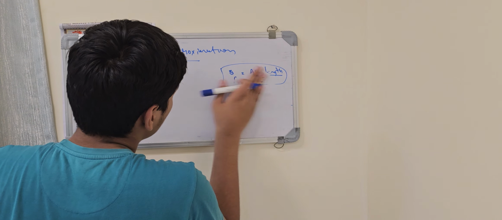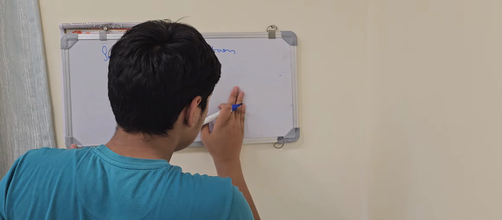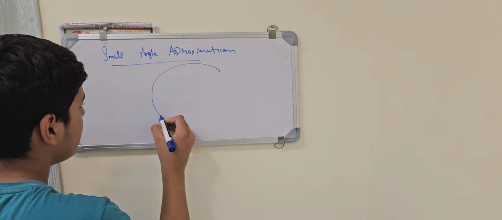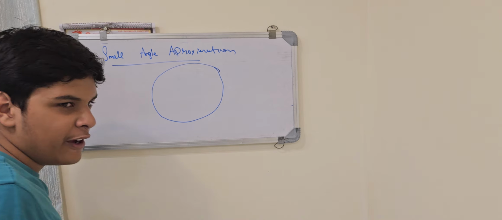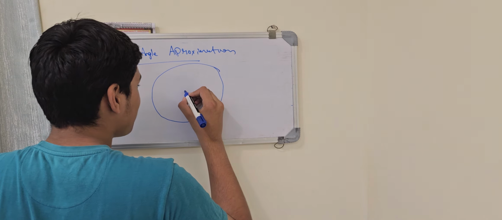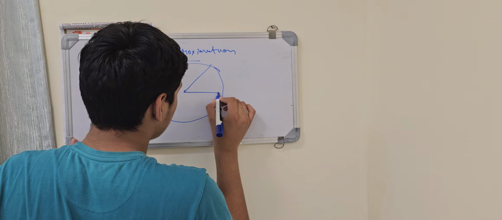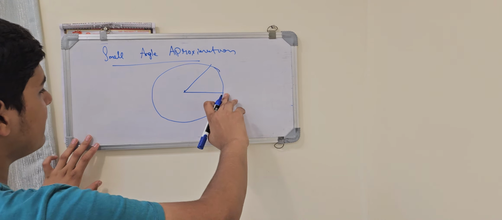Now I will tell you one nice thing. Let's make a bigger circle, because this whiteboard is small. So I will make a bigger circle. This will be easier for understanding. So this is a very big circle.